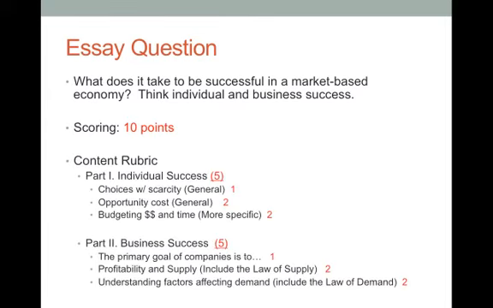So our content rubric. First, we have part 1, individual success, which is worth a total of 5 points. So each section is going to be worth 5 points. Where do the 5 points come from? First, defining scarcity and explaining how that causes us to make choices. That's going to be 1. And I put general in parentheses there because I want you to be kind of general with your answer here. I'm not looking for you to give every detail about one specific one. If you want to give an example, that's perfect, but don't spend forever giving every single one.